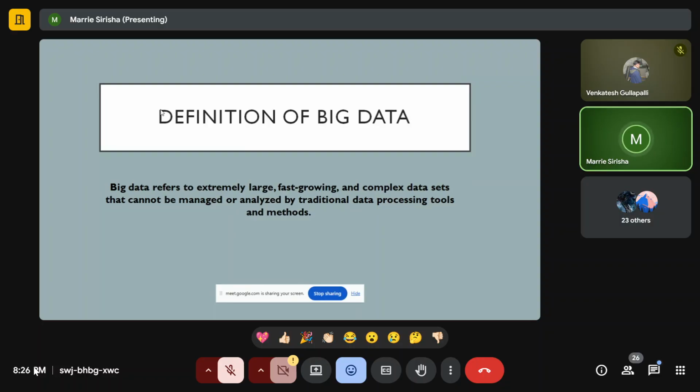It refers to the extremely large, fast growing, and complex data sets that cannot be managed or analyzed by traditional data processing tools and methods.